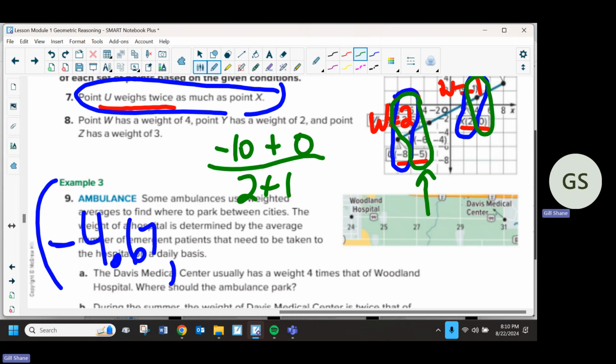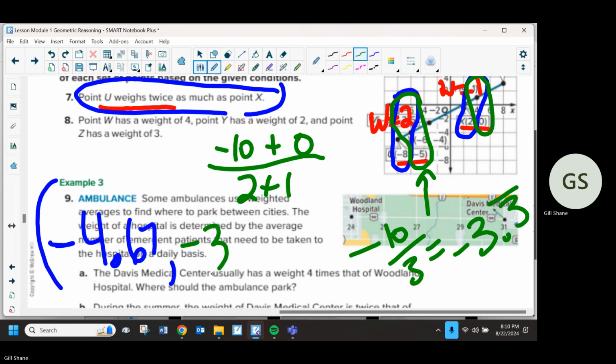So that would be -10 divided by 3, which equals -3.3333333 forever, which you write like that. So my value for the y is that.